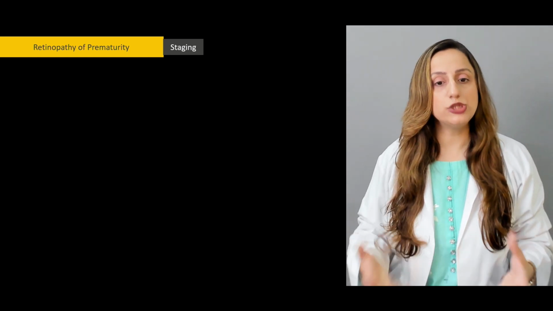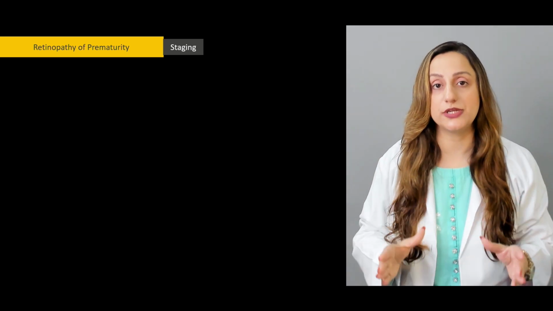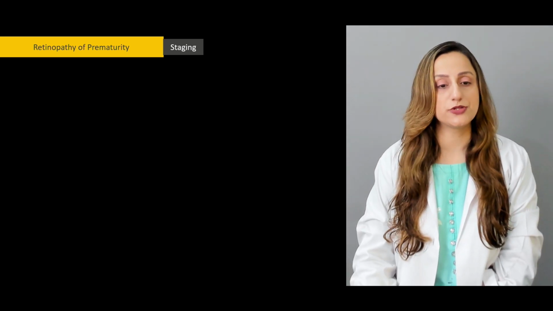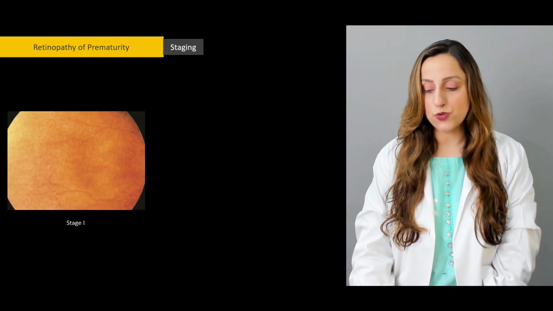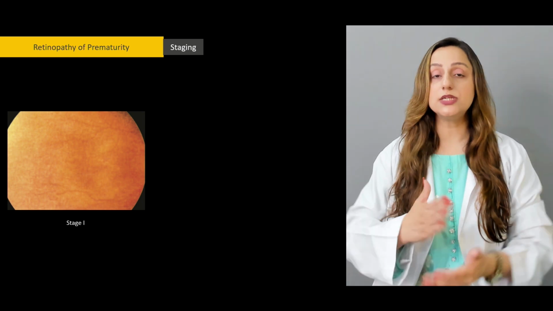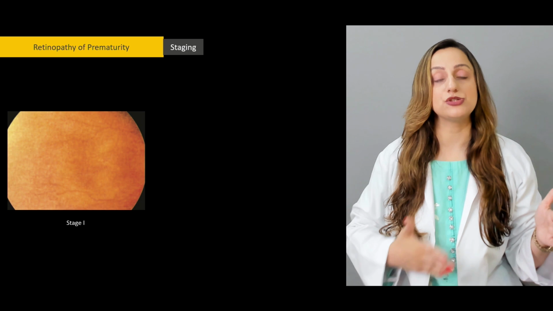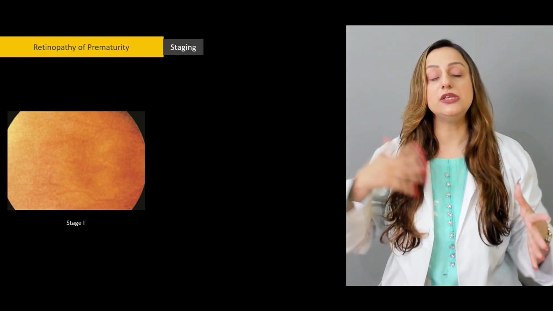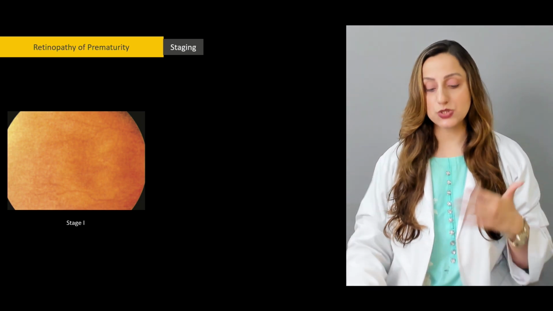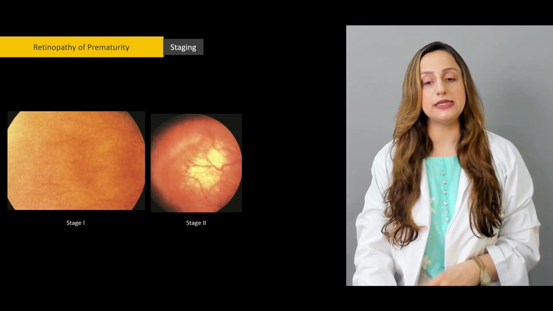So these new vascularizations would lead to the different stages of retinopathy of prematurity that we're going to observe. In stage 1, obviously, you're going to see the demarcation line. This demarcation line is basically between a pale fundus on one hand, and on the other hand, the new vessels being formed. So this is the first stage of the development of retinopathy of prematurity.